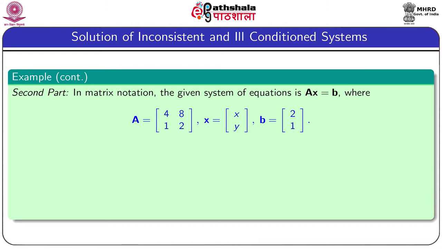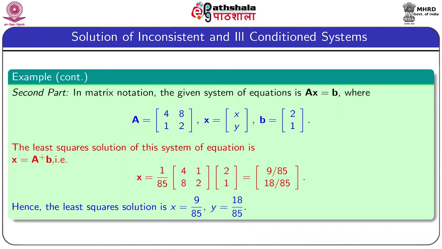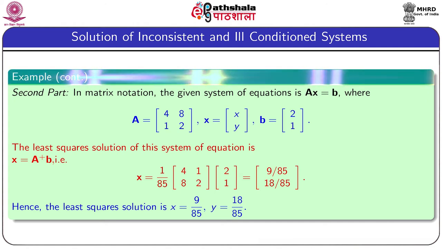In this system of equations Ax = b, the coefficient matrix A = [4, 8; 1, 2], the unknown vector x = (x, y) and the right hand vector b = (2, 1). The solution of this system of equations, obviously a least square solution, is x = A plus b, that is x = 1/85 [4, 1; 8, 2] times the column vector (2, 1). After simplification, it becomes a column vector whose first element is 9/85, second element is 18/85. Therefore, the solution of the given system is x = 9/85, y = 18/85. This is called the least square solution because the given system of equations is inconsistent.